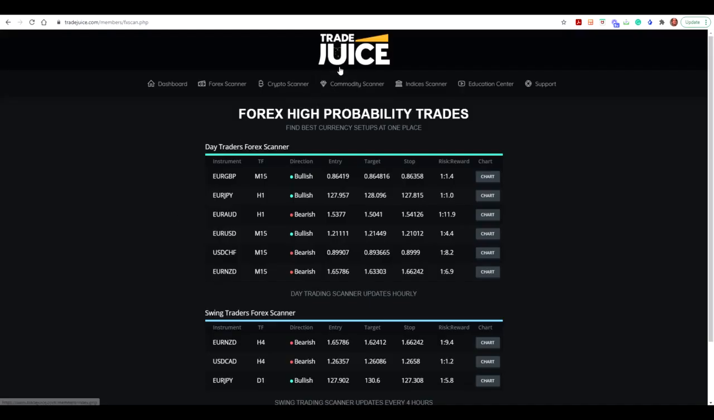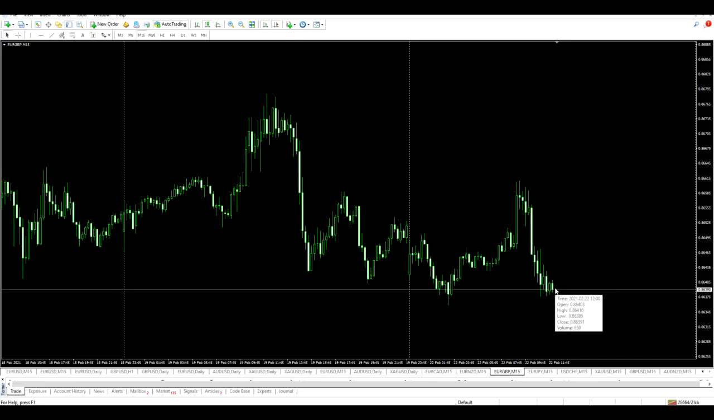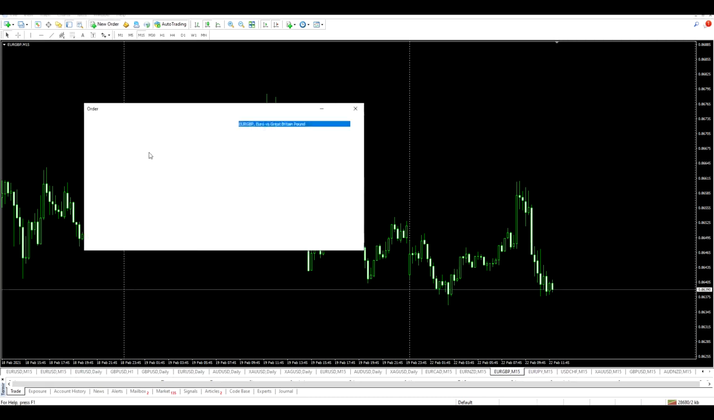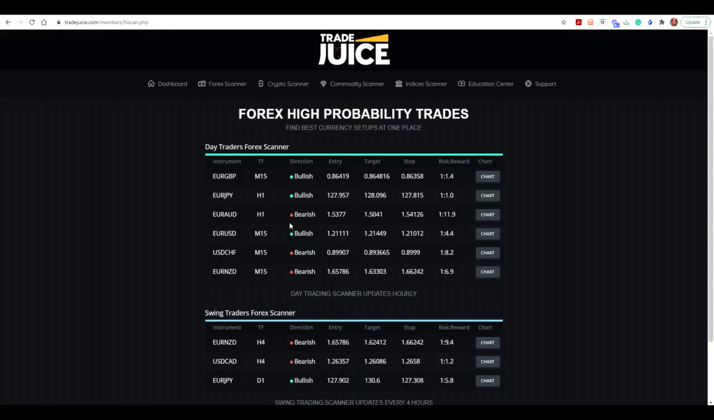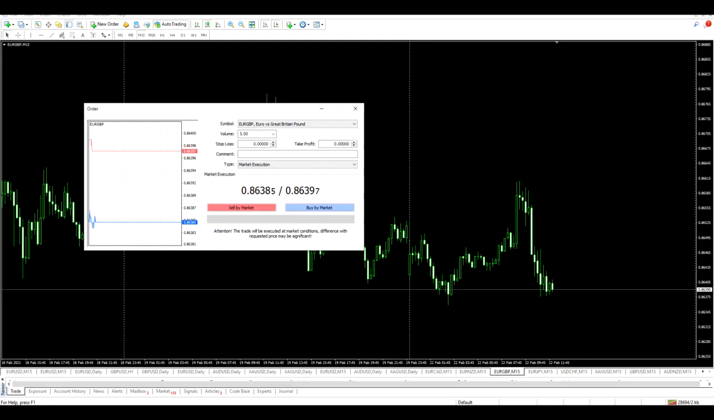Hi guys, I'm on the Tradejuice platform and I see a whole bunch of high probability trades, and I'm going to have a look at entering one now, the euro pound on a 15-minute. I'm going bullish. I've got my entry, target, and stop levels, and if I look at the chart right now, you can see this is where price is. So I do want to set up a new bullish order, so I'm going to buy, and all I need to do now is have a look at where my entry would be, which is that. I'm going to copy it.